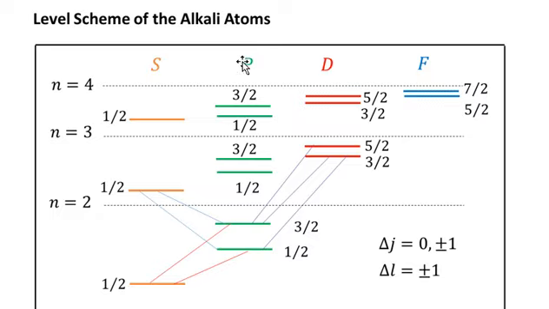So with p, you have the doublet lines. For 2p, for 3p, for 4p, you would notice that there will be doublet lines. And each doublet line has two allowed values of the quantum number j, 3/2 and 1/2.